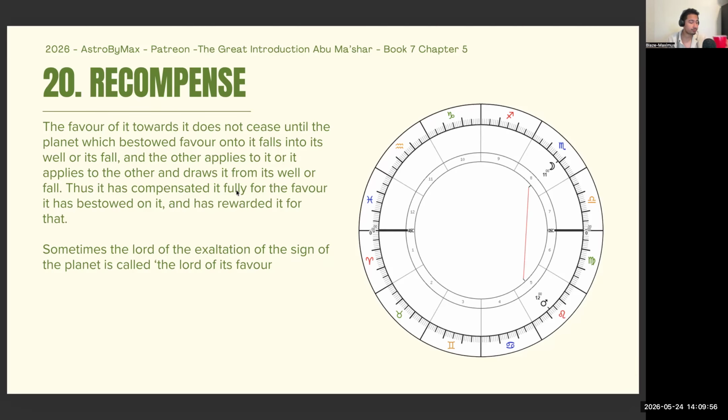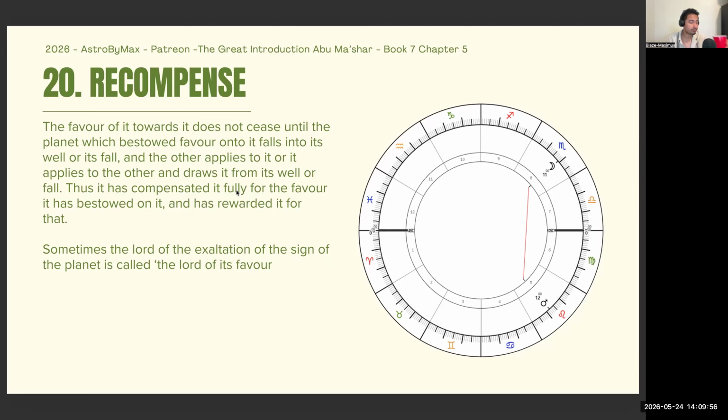We're given our 21st condition here, which is reception, which we've been alluding to a little bit. And Abu Mashar does say explicitly here that reception is if a planet applies to a planet from the house, exaltation, term, triplicity, or decan, and then it receives it. So if you have the moon in Aries applying to Mars in Gemini, for example, there's reception there because the moon is in Mars's sign and it's applying to Mars. And so Mars receives the moon there because it has rulership over the moon there.